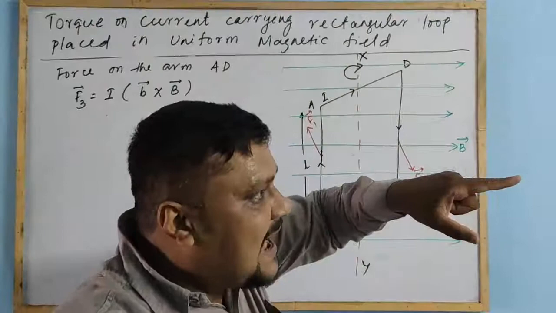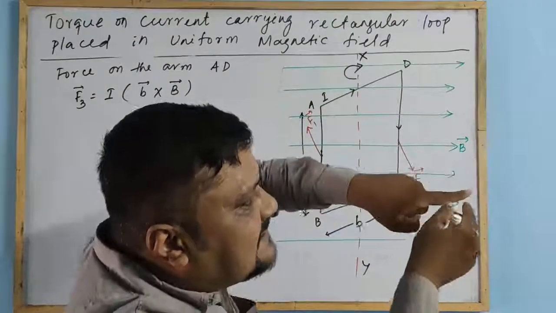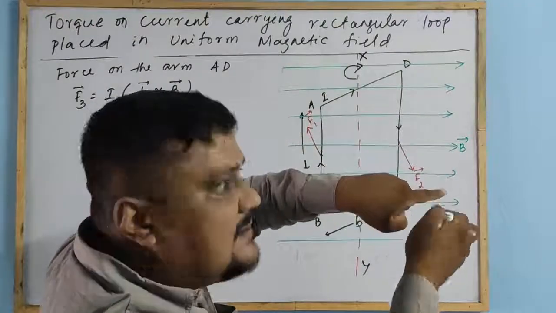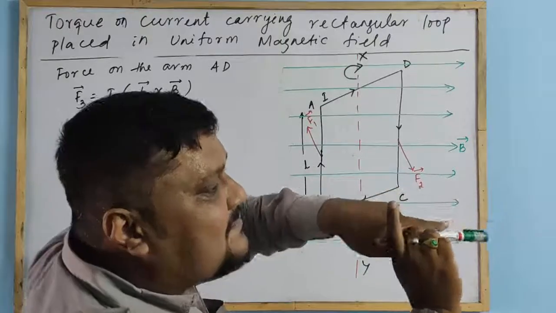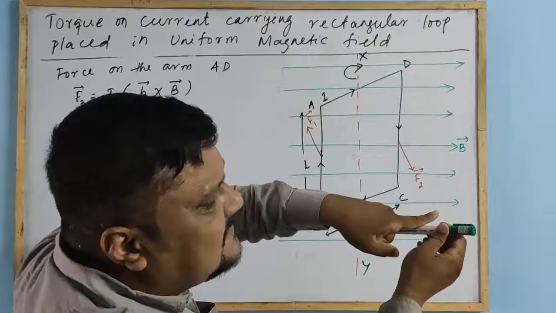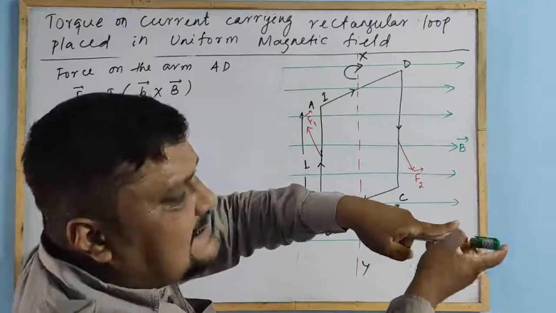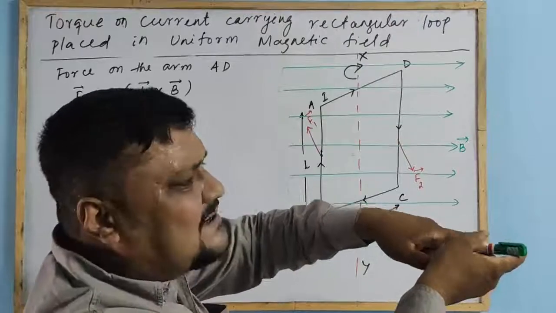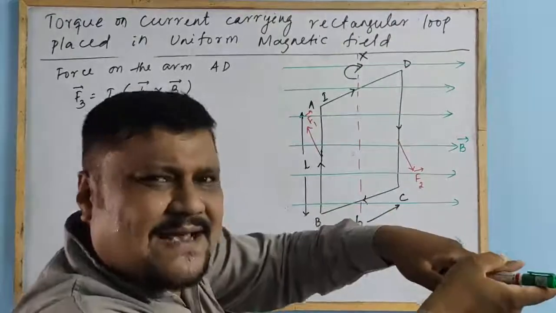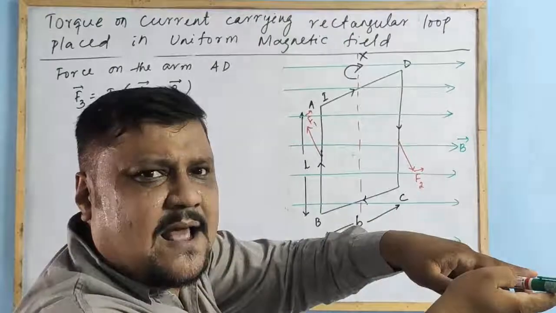This is the arm. Suppose the arm is placed like this, with some angle to the magnetic field. So it makes an angle, suppose alpha. Let this angle be alpha, or you can say any angle alpha.